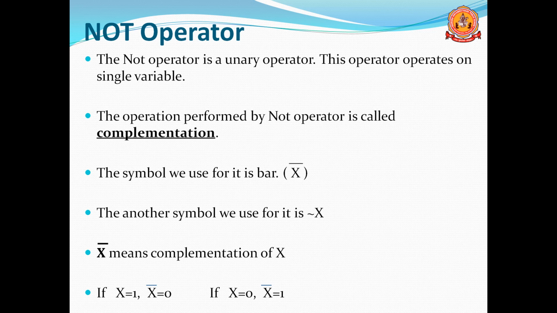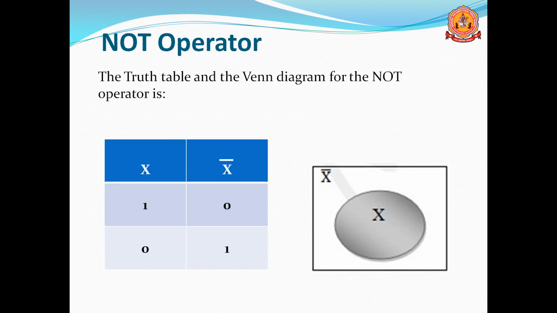If x is equal to 1, x bar should be 0. That is the NOT operation. Here are the truth table and Venn diagram. The Venn diagram is not important here; the truth table is important. See the truth table for x. Only one input is there, so you can see the rows and columns.